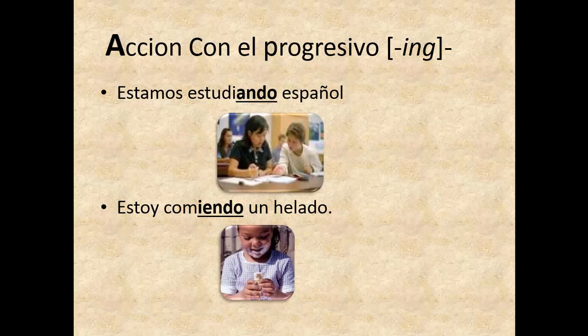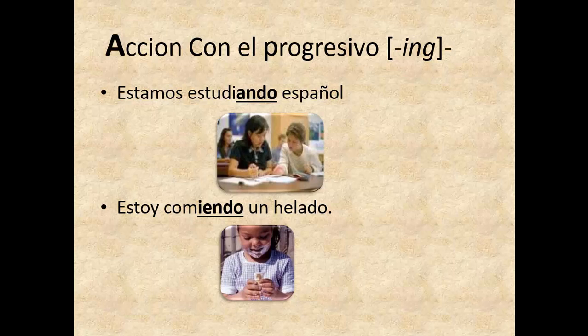Let's talk about acción, action. Last year in Spanish 2, you talked about the present progressive tense. Remember, the present progressive tense, we use the verb estar with a gerund, and those verbs, AR verbs, end with ando, A-N-D-O, and ER and IR verbs end with yendo, I-E-N-D-O. So we could say something like, Estamos estudiando español, or estoy comiendo un helado. We are studying Spanish, or I am eating an ice cream.